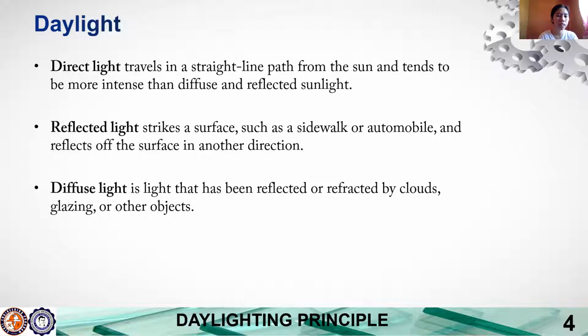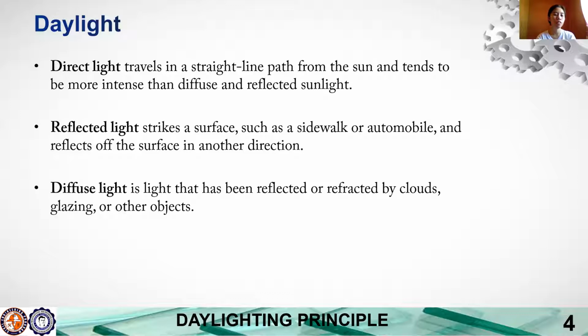The second one is reflected light. It strikes a surface such as a sidewalk or automobile and reflects off the surface in another direction. Because the receiving surface absorbs some sunlight before reflecting the light, a glare from reflected sunlight can cause discomfort for us.